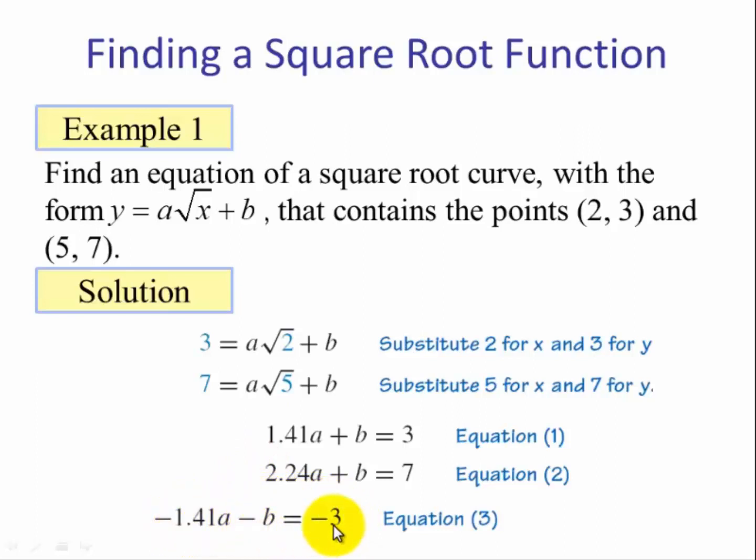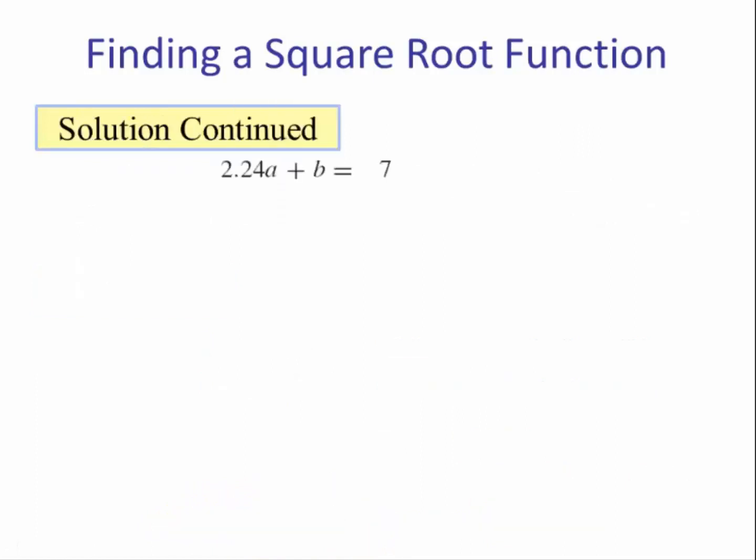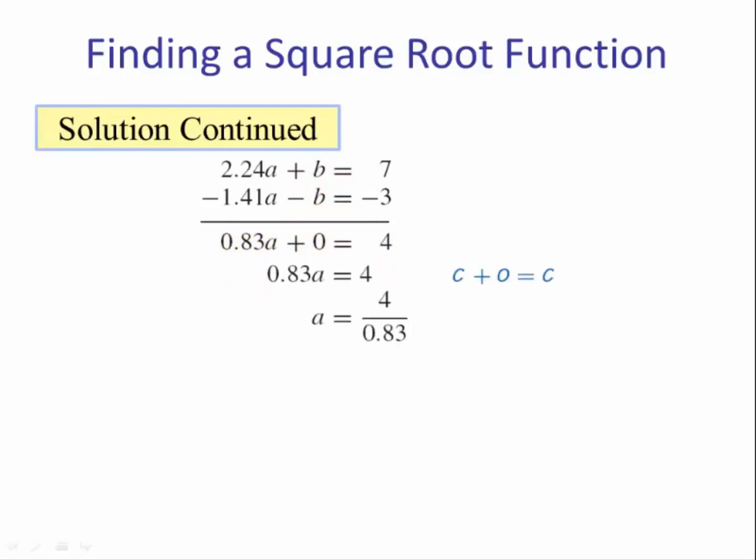So we're going to take equation 2 plus equation 3 and solve for a. The b's cancel. So we have 0.83a equals 4. Solving for a, we divide by 0.83, and approximating it to 2 decimal places, we have 4.82.